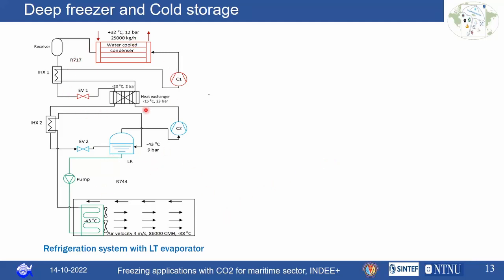This is the typical layout of a cascade system where you have the top cycle with the ammonia top cycle, then a cascade heat exchanger. Of course, you know all these basic things. Then you have the CO2 bottom cycle with a liquid receiver, and from the liquid receiver, the CO2 will be pumped to the evaporator for the freezing requirement. Here you can have a single evaporator arrangement, which we are following now.